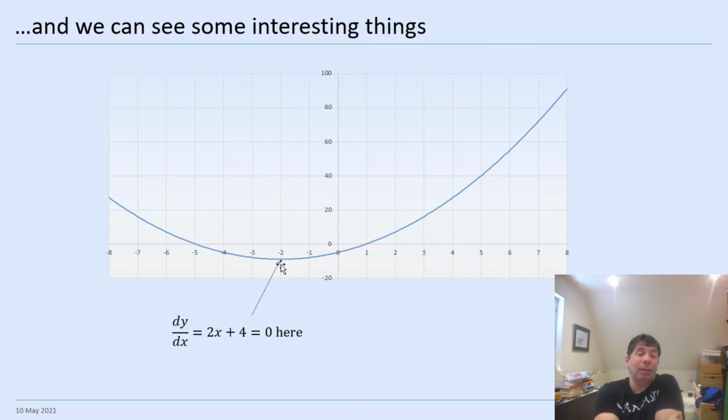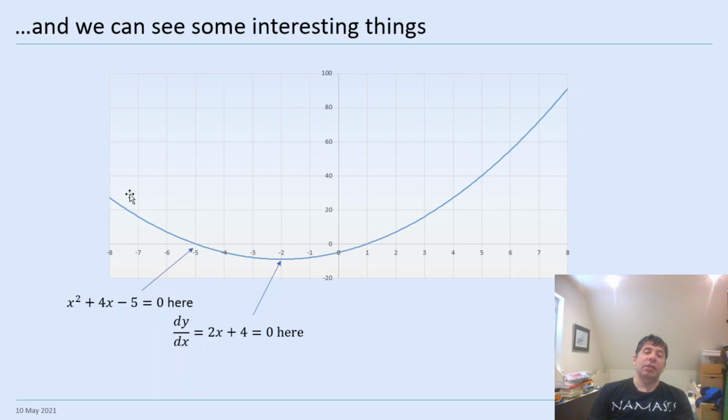And if we want to find the minimum points of a function, we need to find the points where the differential is 0. So that's an interesting thing to do. Indeed, if you want to find the maximal points, we do the same thing. The difference between the two is the second derivative, which we'll come to in future videos.